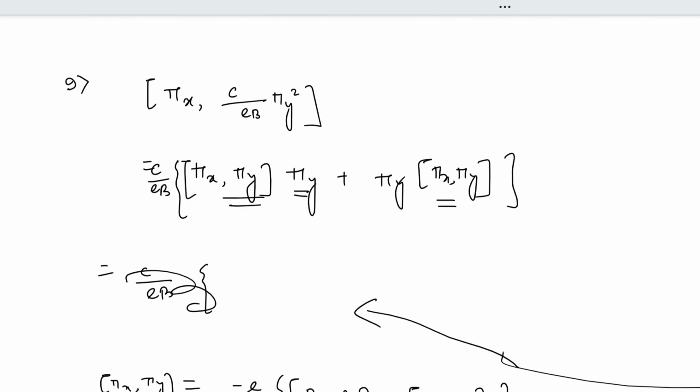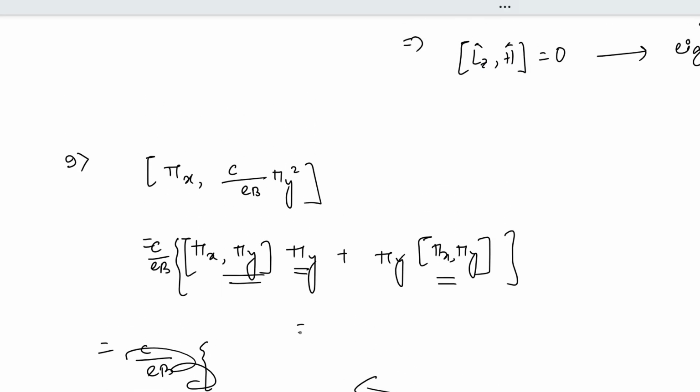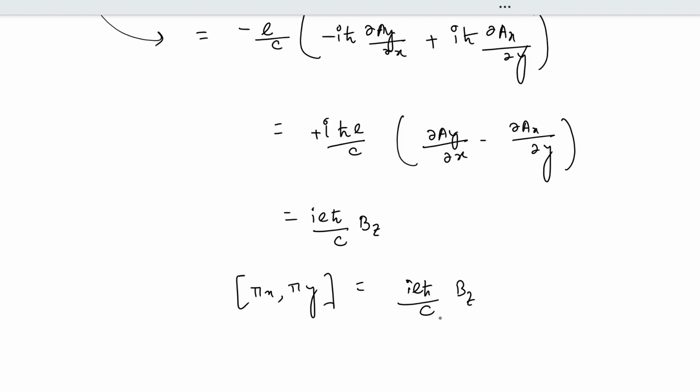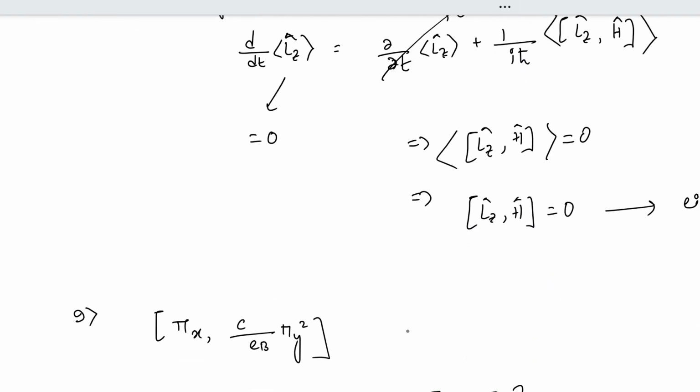Here you are having c by eB. Now you replace what you have obtained, pi x pi y, i e h cut by c Bz. So you replace it here, that this is i e h cut by c Bz, then pi y plus pi y i e h cut by c Bz.